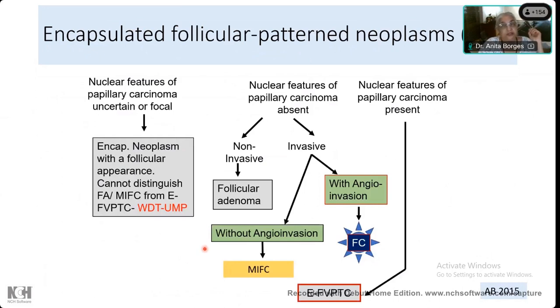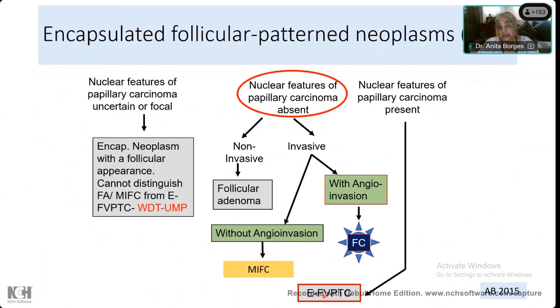in Amrita. And I said that for encapsulated follicular pattern lesions, neoplasms, you can have three groups of tumors. One, in which the nuclear features of papillary thyroid carcinoma are absent, so that we know, and we've been seeing it for so many years. If it's non-invasive, we call it a follicular adenoma. If it is invasive, without angioinvasion, we call it minimally invasive follicular carcinoma. I believe that if you have angioinvasion, it is a frank follicular carcinoma.